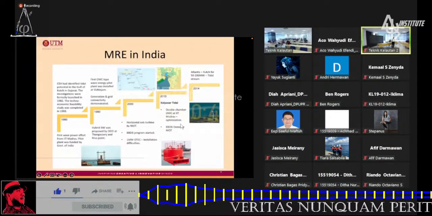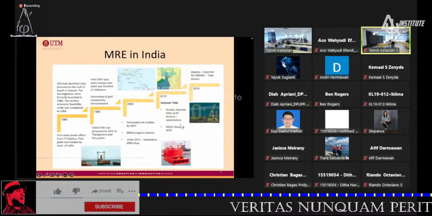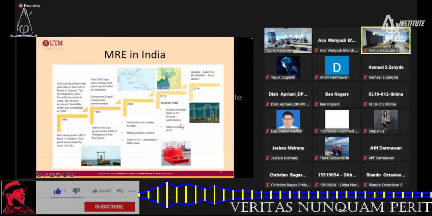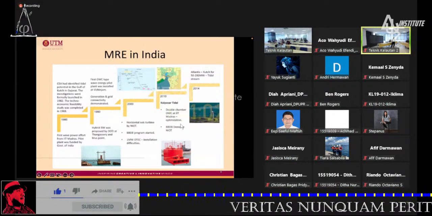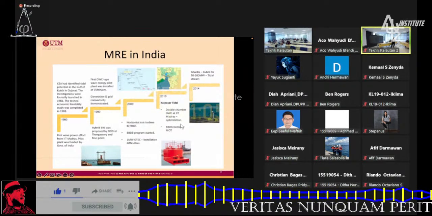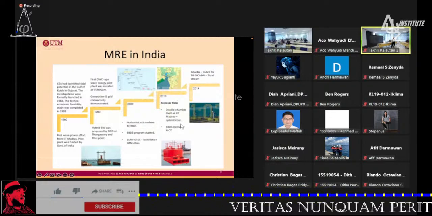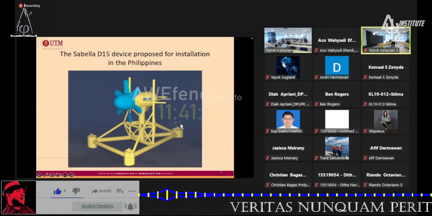Just this to show that it's not only connected to India. And the wave and the tidal current, so there's some effect as well. But you can see that the main interest is more with the tidal current. Okay. So this is from the Philippines, also using tidal current.